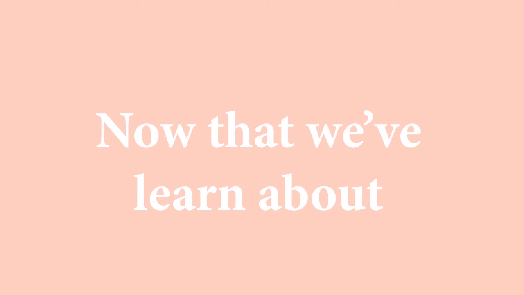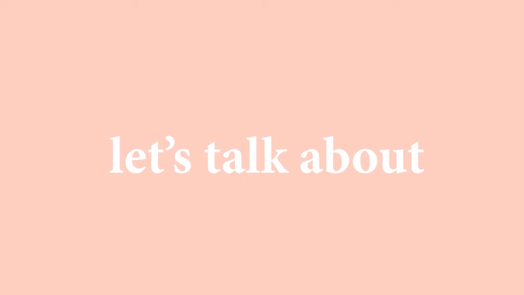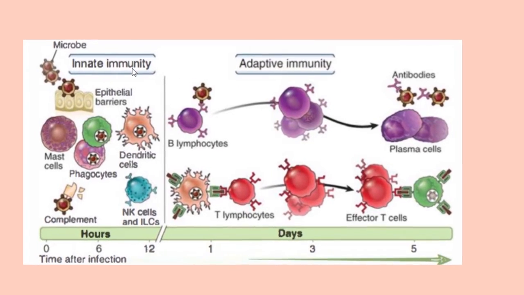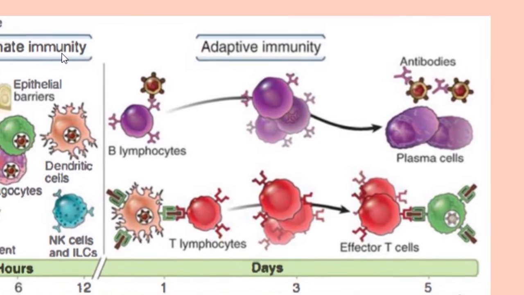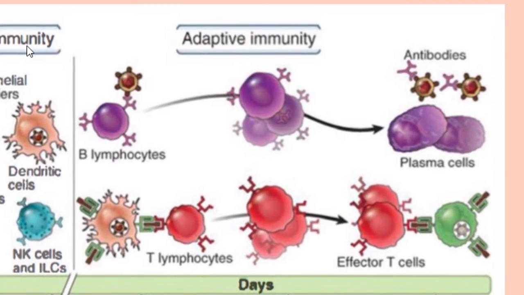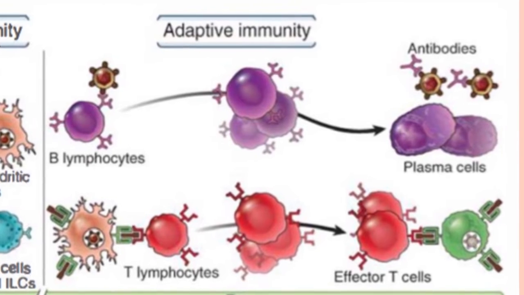Now that we have learned about innate immunity, let's talk about adaptive immunity. Well, for starters, adaptive immunity is an immune response to the specific presence of pathogens that couldn't be killed by innate immunity. They will recognize them and later kill them.